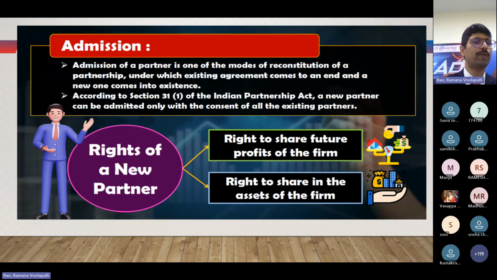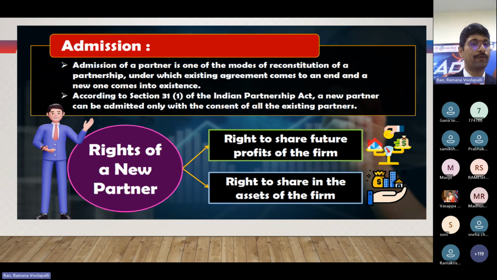This was also one of the questions that I have put in the MCQ in the previous slides. The same question can also be framed this way: which section of the Indian Partnership Act calls for consent of all the existing partners for admitting a new partner? Section 31(1).